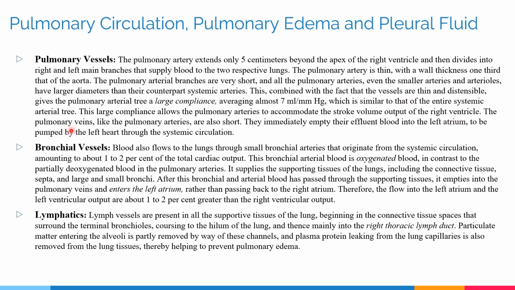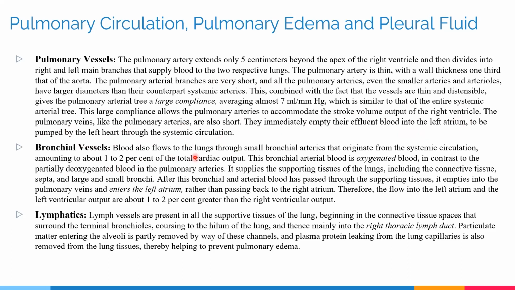The pulmonary veins, like the pulmonary arteries, are also short. They immediately empty their effluent blood into the left atrium to be pumped by the left heart through the systemic circulation. This was the physiologic anatomy of the pulmonary vessels themselves. Next, we will look into the bronchial vessels.